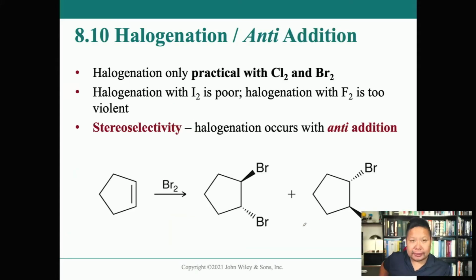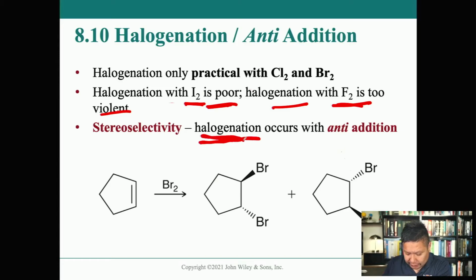So halogenation is only practical with chlorine or bromine. Halogenation with iodine gas is poor, and halogenation with fluorine gas is too violent. But here we go. This is the first time in this lecture we're going to have an alkene addition, right? In this case, a halogenation that occurs by anti-addition, right? And we'll see why that happens in a second.